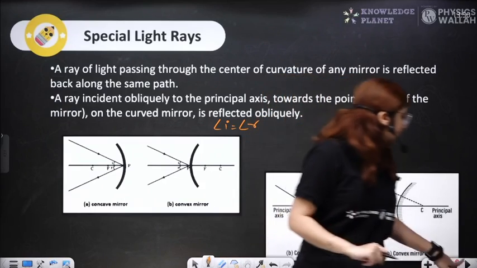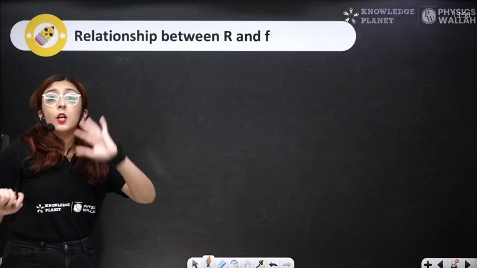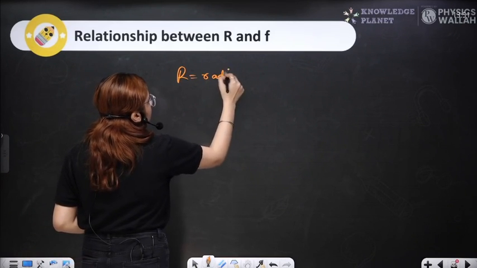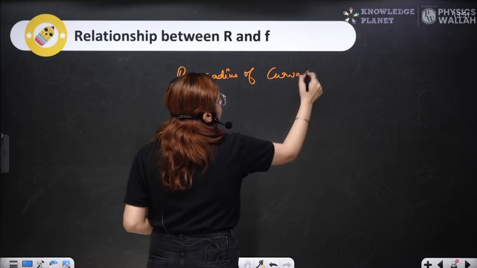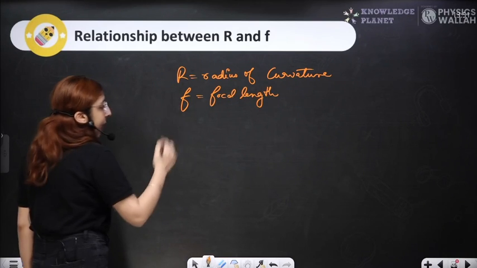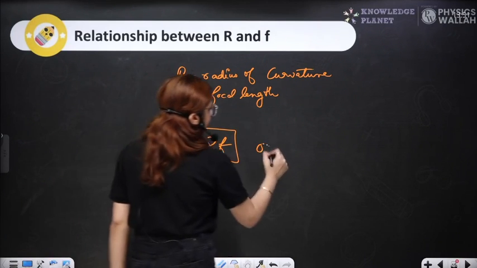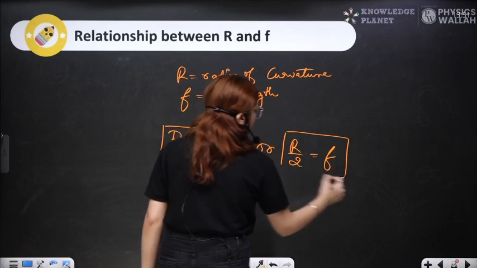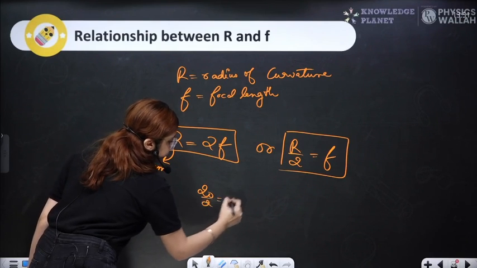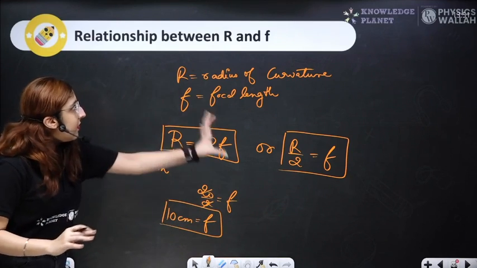How we are actually using them, we are going to have a look. Before that, a small thing we are going to do, that is a relationship. A numerical usually comes when we talk about this relationship between R and F. R is the radius of curvature, and this small f is the focal length. The radius of curvature is equal to 2 times the focal length, or radius of curvature by 2 gives you focal length, R = 2f. If you have a radius of curvature of 20 centimeter, what will be the focal length? 20 by 2, 10 centimeter will be your focal length. Pretty simple, right? So this is the relationship.